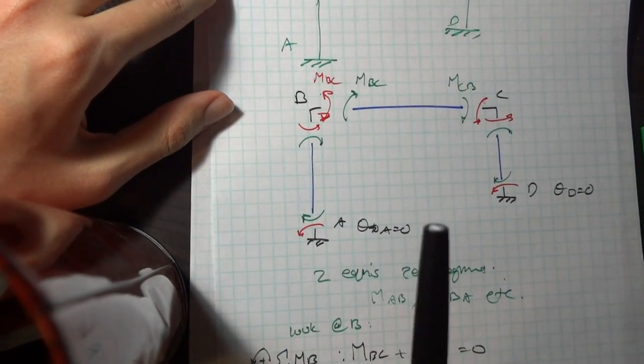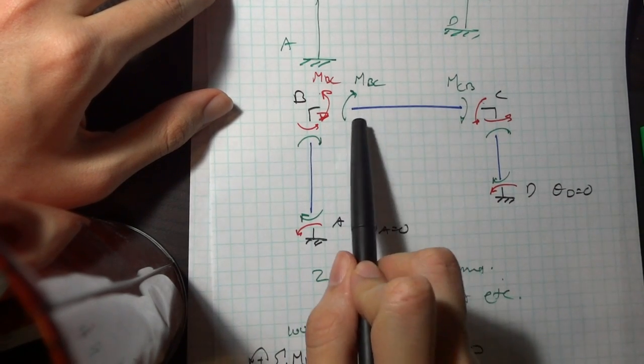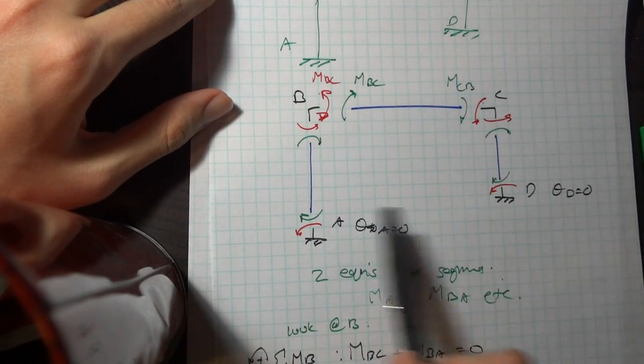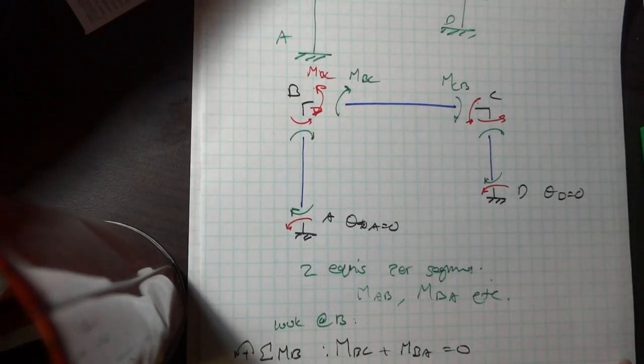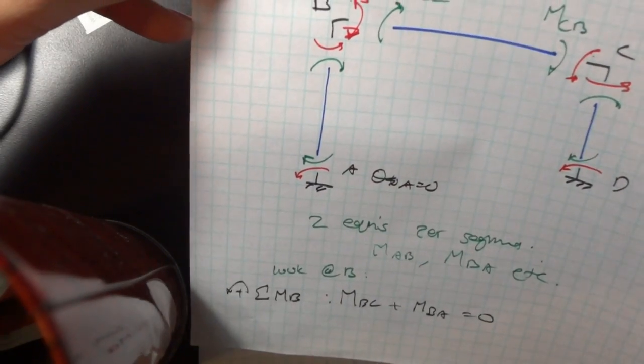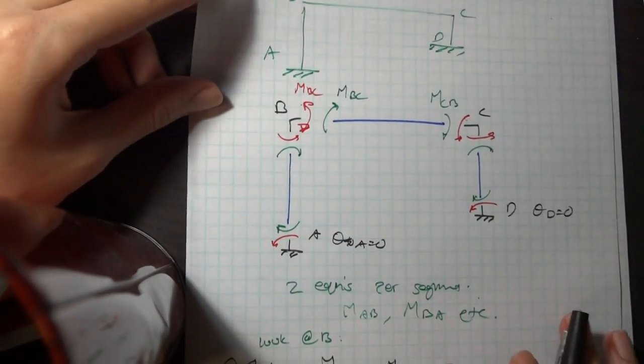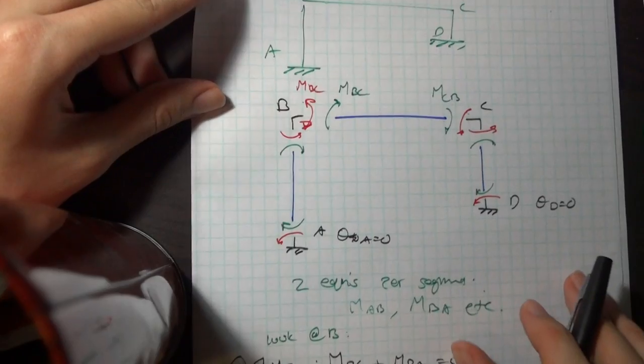Once you have MBC, MCB, MA, MD, you are not quite done yet. You still need to draw your actual diagram. Everything we did here was covering the moments. If we want to cover the reactions, or the forces rather, we need to look at something just a little bit different.